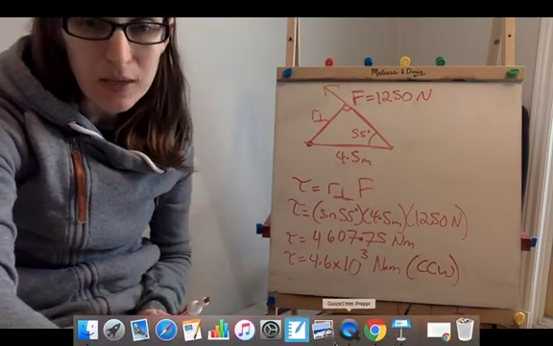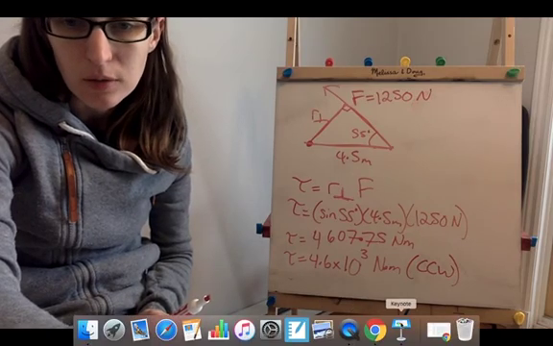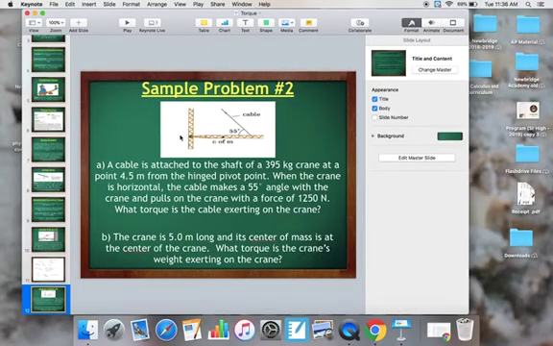All right, let's look at part B. Part B is saying now the crane is 5.0 meters long and its center of mass is at the center of the crane. What torque is the crane's weight exerting on the crane? This one's a little bit different now because we are looking at the weight. So now we're talking about a force pulling it down, so the force of gravity is coming into play here.